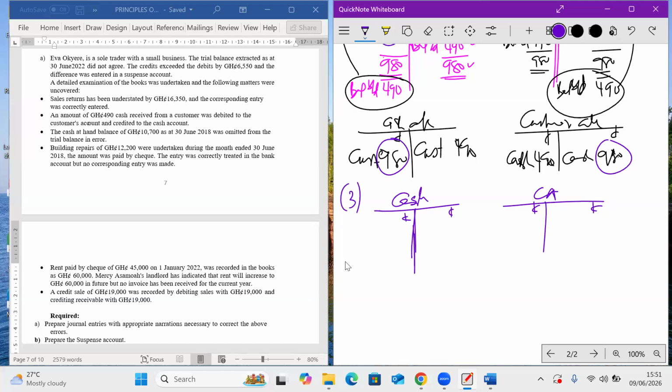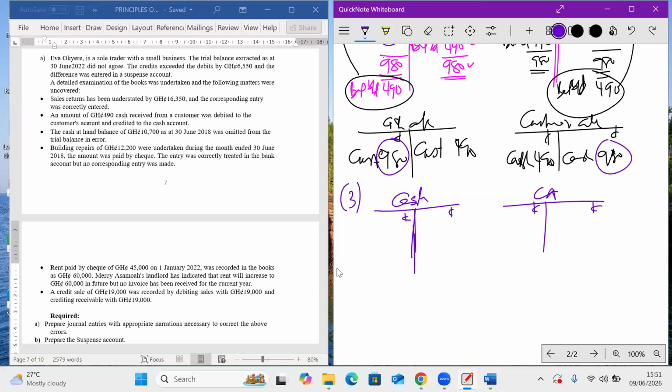Record the entry per the transaction. All right, what's the entry? Cash has a debit balance. He said it was omitted. If it was omitted, what does it mean? It wasn't recorded at all. And there are 2 accounts involved. It will be cash and maybe one other account. It means that other account, will it be recorded? No. The cash at hand of 10,700 was omitted from the trial balance in error.